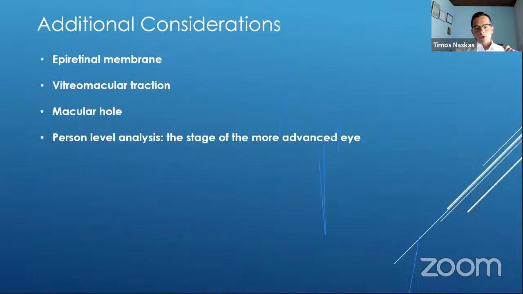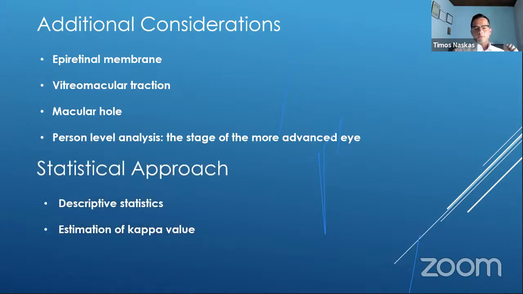But before I do that, sorry, we also took into consideration the presence of different macular conditions, such as macular hole or vitreomacular traction, and the periretinal membrane as well. And in order to classify, we took a person level analysis and an eye level analysis. So for the person level analysis, in both the fundus grading and the OCT grading, we took the stage of the more advanced eye. So in the case of fundus photography, if one eye had intermediate AMD and the other eye had early AMD, that person was assigned the intermediate AMD status.